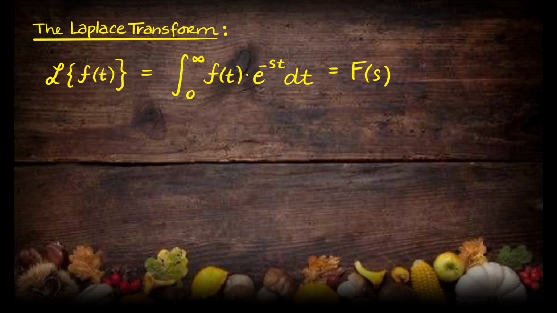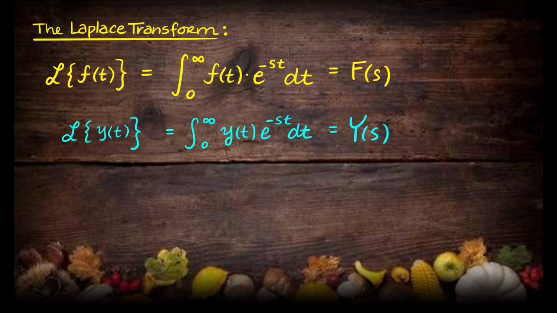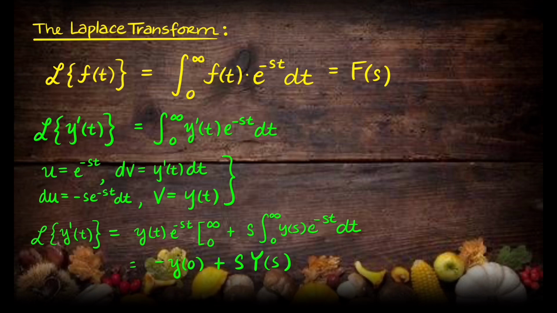It's going to take a function f of t and transform it into a capital F of s function. So you can see a lot of different examples of how to calculate the Laplace transform for different families of functions. And if we were to apply the Laplace transform to a function y of t, we would get a capital Y of s. And you can see that if we applied the Laplace transform to a derivative y prime, we could write this out in terms of capital Y of s and the variable s, and also our initial conditions.